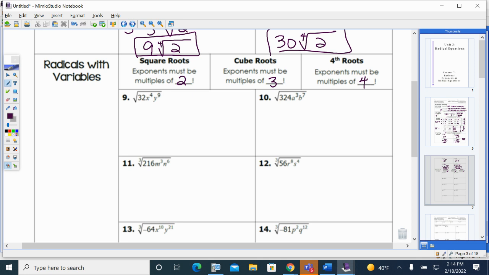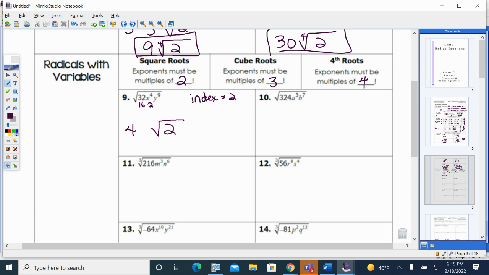So when we look at example number 9, we've got the square root of 32 x to the 4th y to the 9th power. The index is a 2. Okay, so we're doing square root of 32. 32 is going to be 16 times 2. Again, if you're using the calculator, you're going to go to y equal 32 divided by x squared. So the square root of 16 is 4, and then the 2 is going to stay underneath.